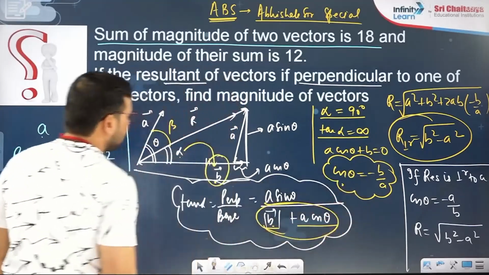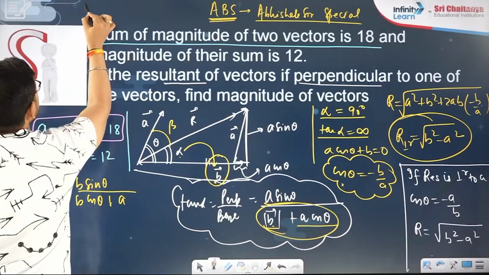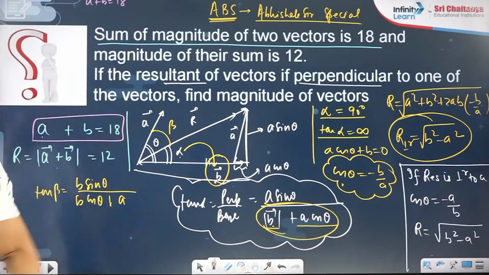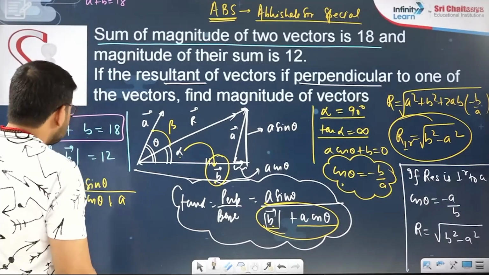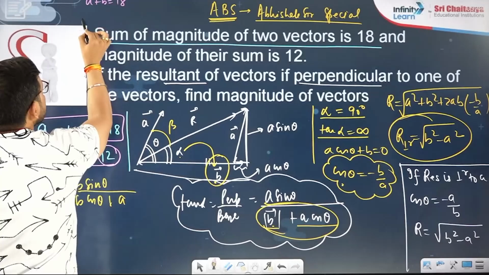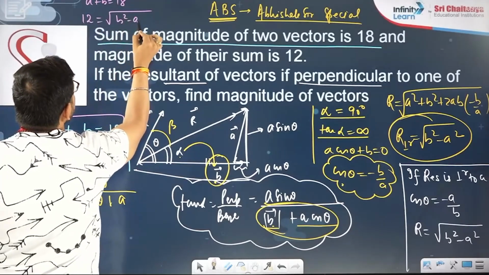In this question, please have a look, everyone. What is given? Please read this. Given is a plus b is equal to 18, already given in the question. And the resultant value is given as 12. The resultant value is 12, but 12 will be under root b square minus a square.